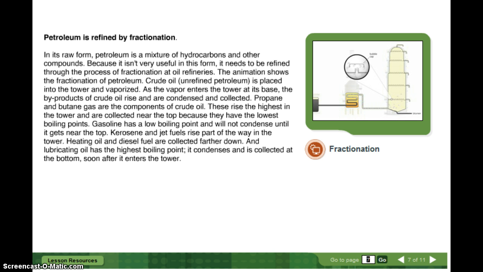Gasoline has a low boiling point and will not condense until it gets near the top. Kerosene and jet fuels rise part of the way in the tower. Heating oil and diesel fuels are collected farther down, and lubricating oil has the highest boiling point of all. It condenses and is collected at the bottom, soon after it enters the tower.